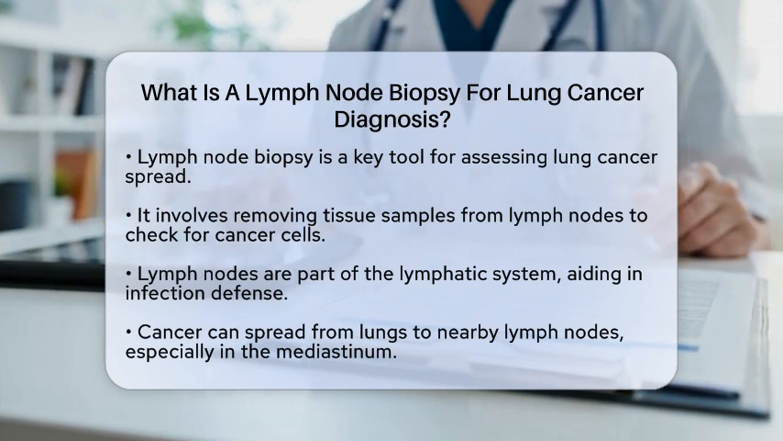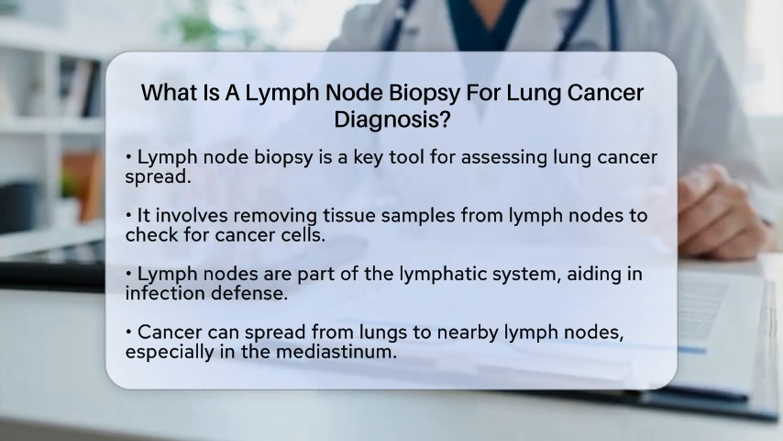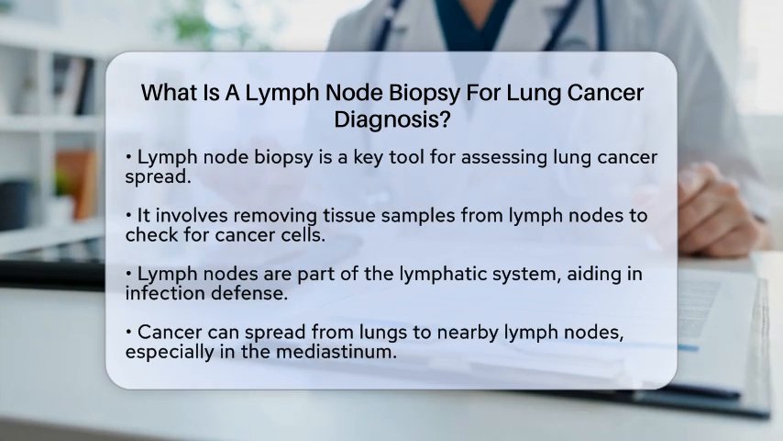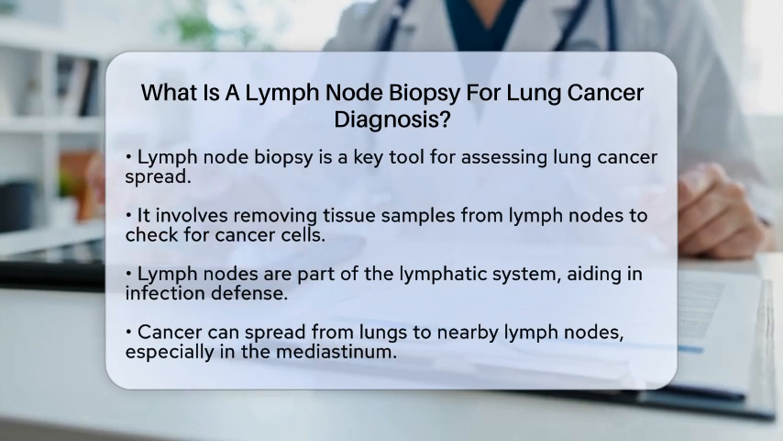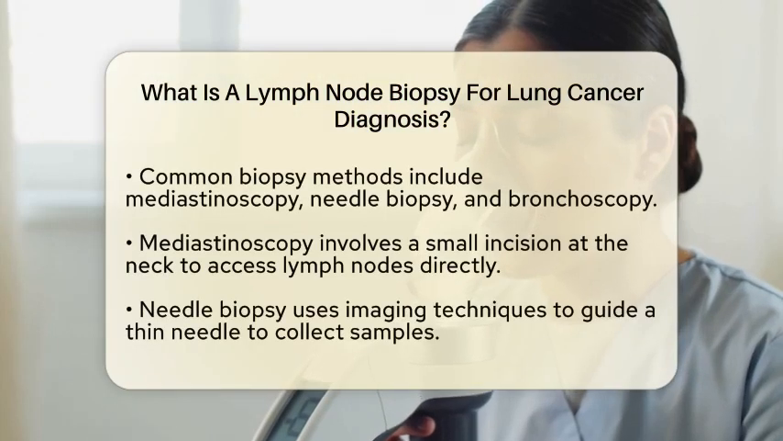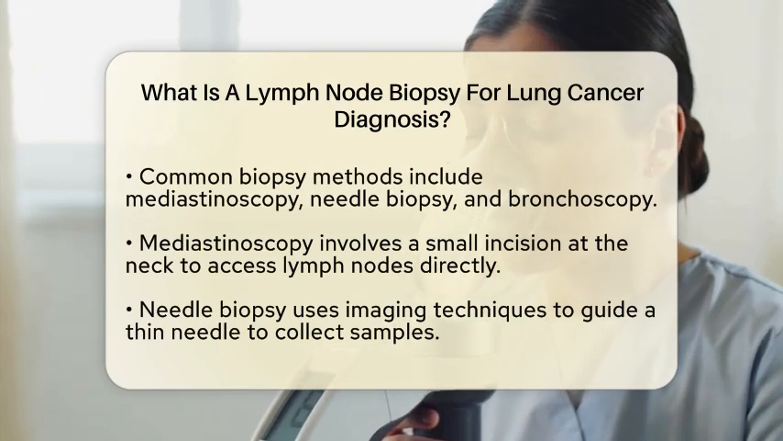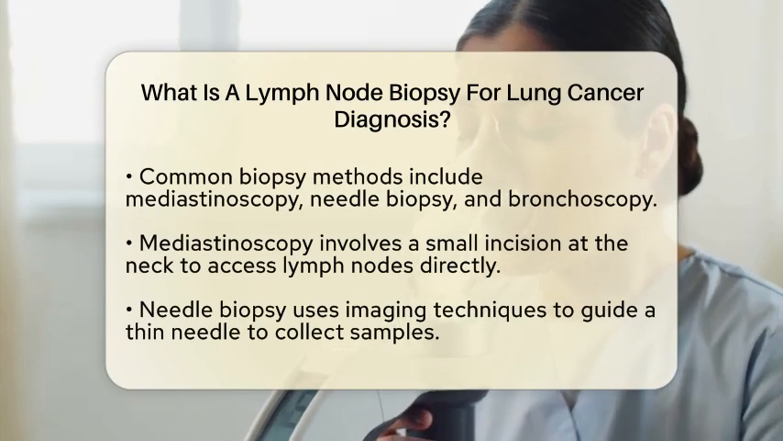There are several methods to perform a lymph node biopsy. One common approach is called mediastinoscopy. During this surgical procedure, a small incision is made at the base of the neck. A lighted instrument called a mediastinoscope is then inserted behind the breastbone to access the lymph nodes in the mediastinum.